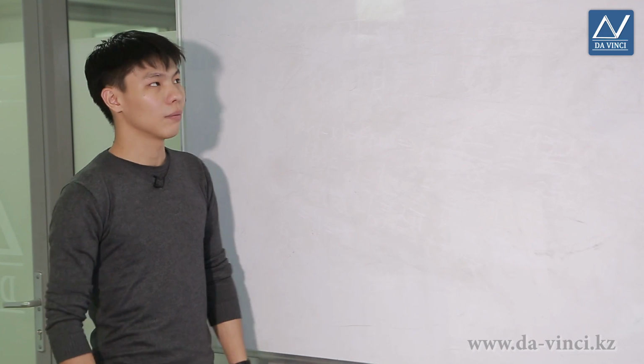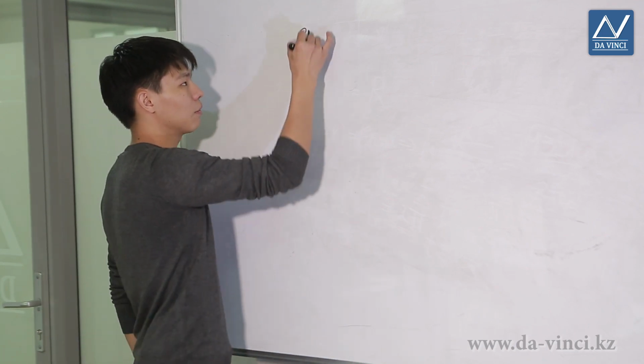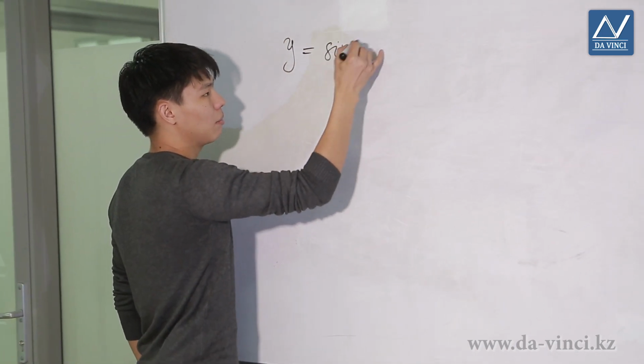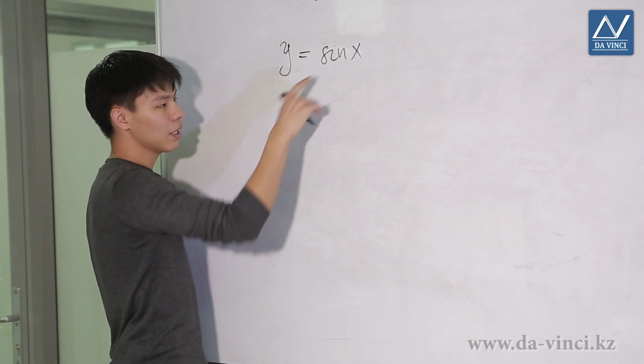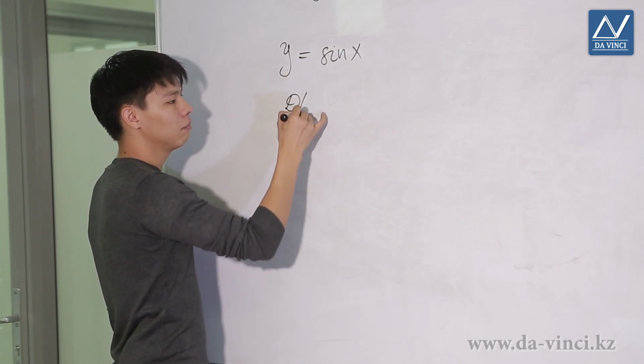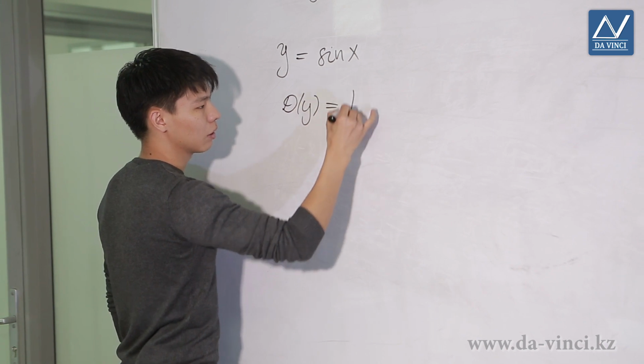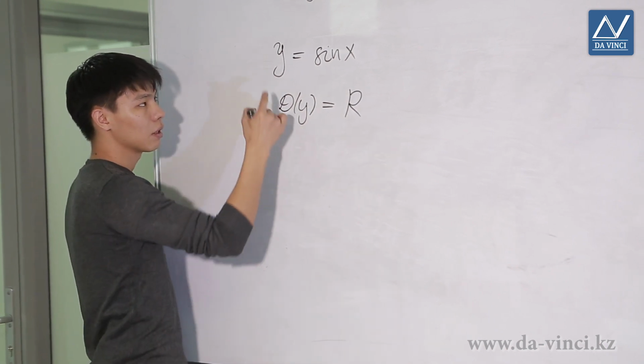Hi, the topic of this video lesson is the functions y equals sine of x and y equals cosine of x, their properties and graphs. Let's start with sine. Let's consider the function y equals sine of x. We have defined a sine function for any argument. Accordingly, the domain of this function will be the entire number line R.